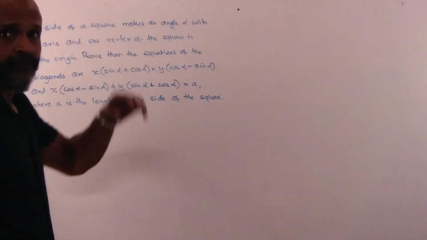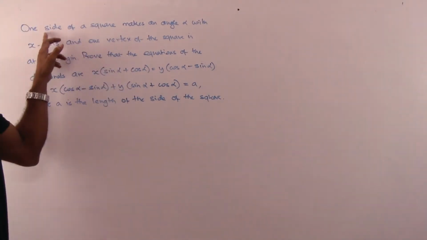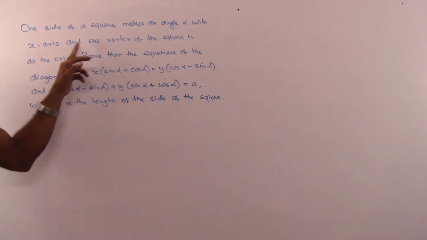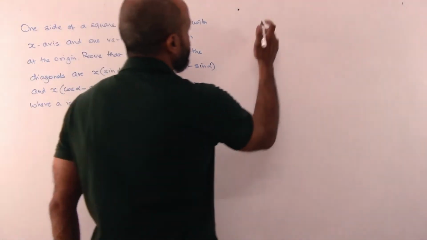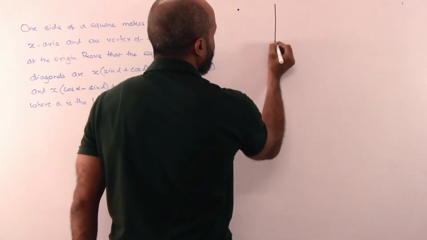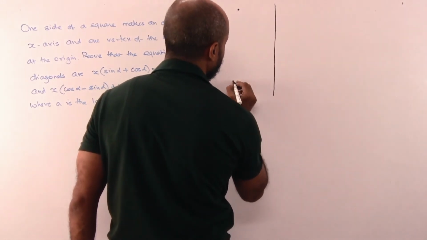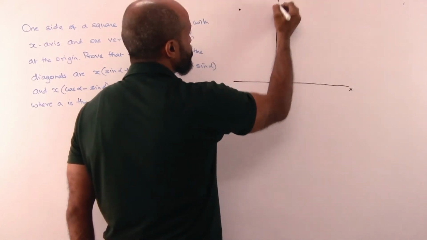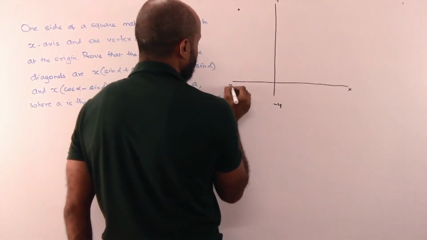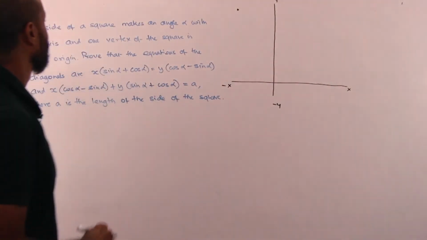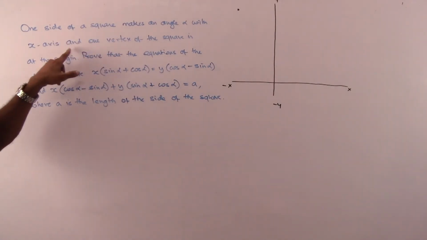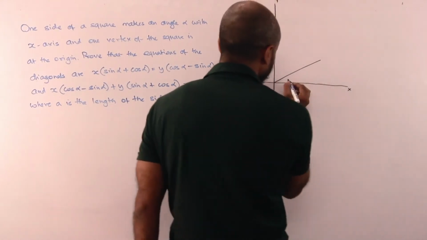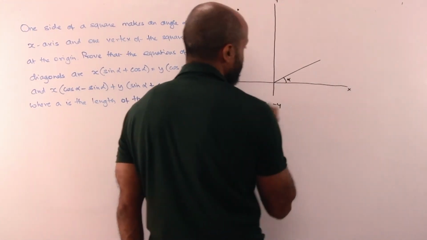Okay, so here we have a question in which one side of a square makes an angle alpha with the x-axis. Okay, so let's say this is basically our x and y axis. So this is x axis and this is y axis. Okay, this will be minus x. One side of a square makes an angle alpha with the x axis. So let's say this is the square and it makes an angle alpha. One side makes an angle alpha.